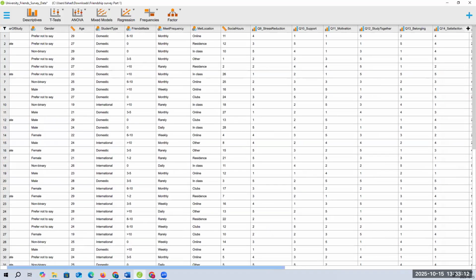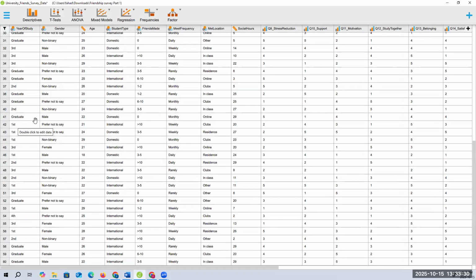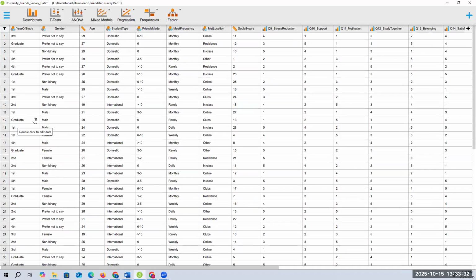Now, each question has a variable associated with it. So remember year of study, gender, so here non-binary, male, prefer not to say, female, and then you have the age. This row would correspond to the participant. And we have around, I believe, 60 participants that took part in the survey. Normally, a survey would have more than 100 participants, because most researchers nowadays are implementing more online surveys.